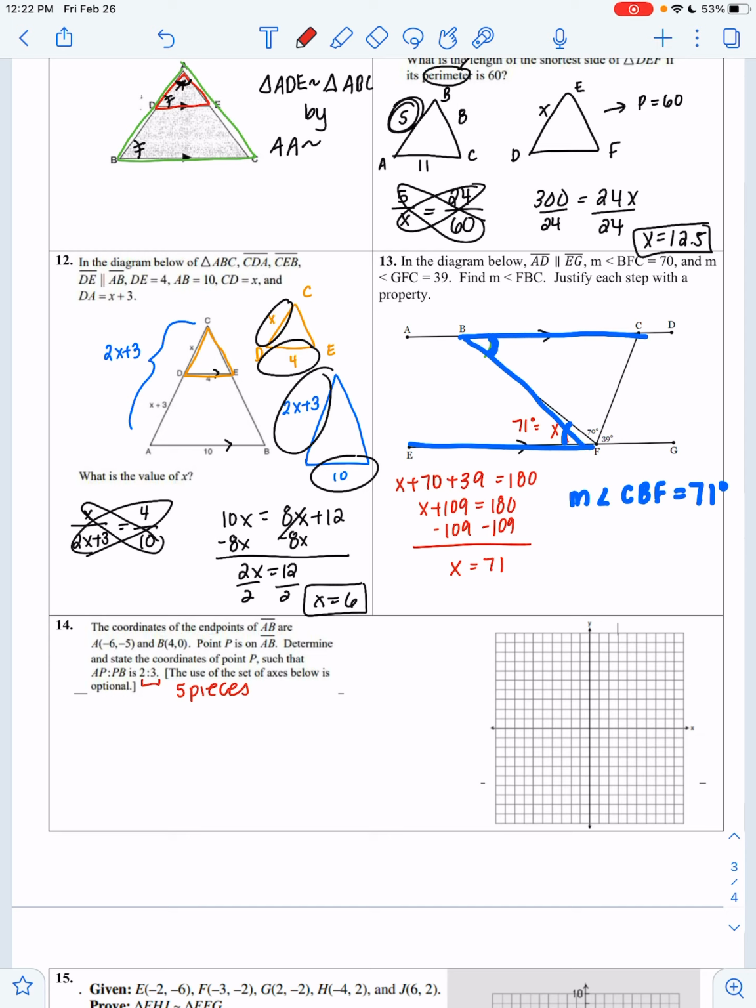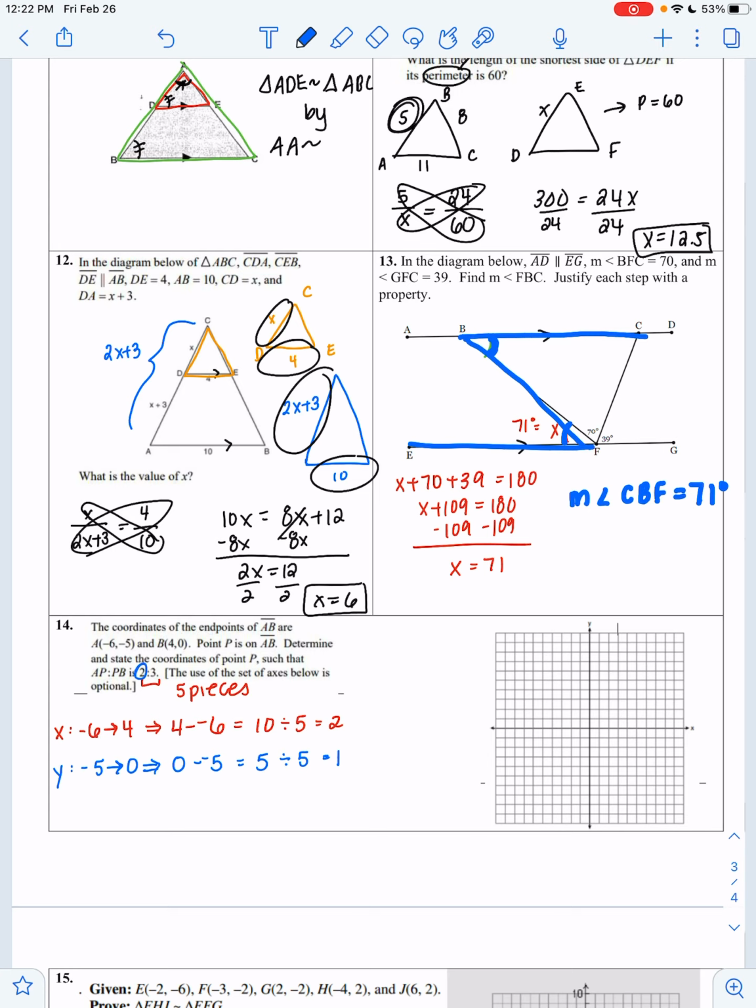So the first thing I'm going to do is take a look at my x-coordinates. My x-coordinates goes from -6 to 4, so to find the distance between them, we take the second x-coordinate and subtract the first coordinate. So 4 minus -6 is going to be 10. And then we have 5 pieces, so we divide by 5. Each of those pieces will be 2 units. All right, let's do our y now. Our y goes from -5 to 0, so again, we're going to do second y coordinate minus the first one. 0 minus -5 gives us +5. Again, we want 5 pieces, so divide by 5, and we get 1.